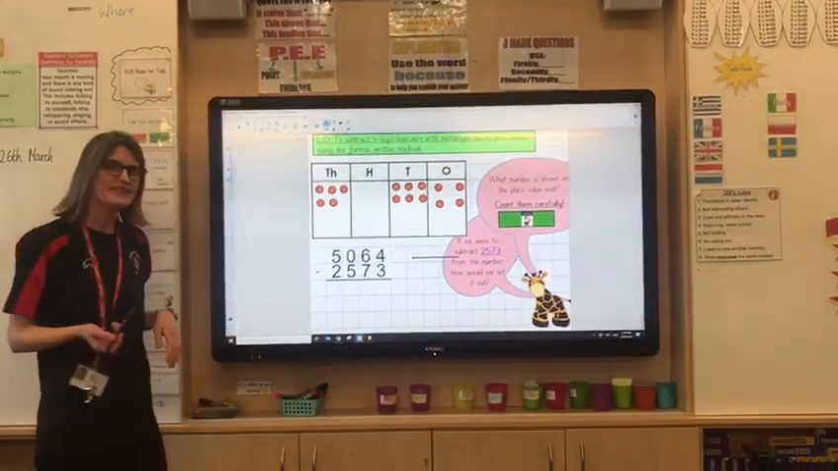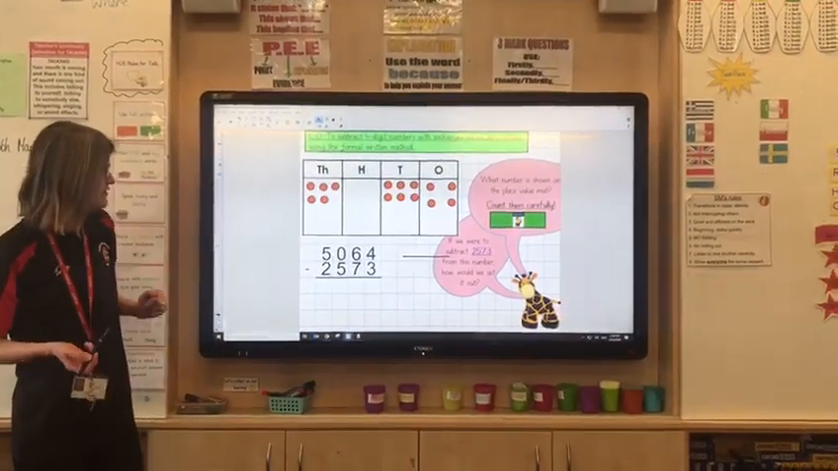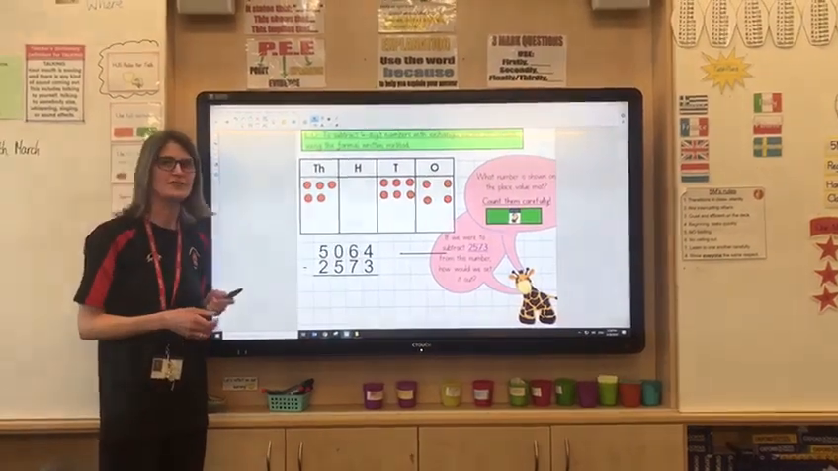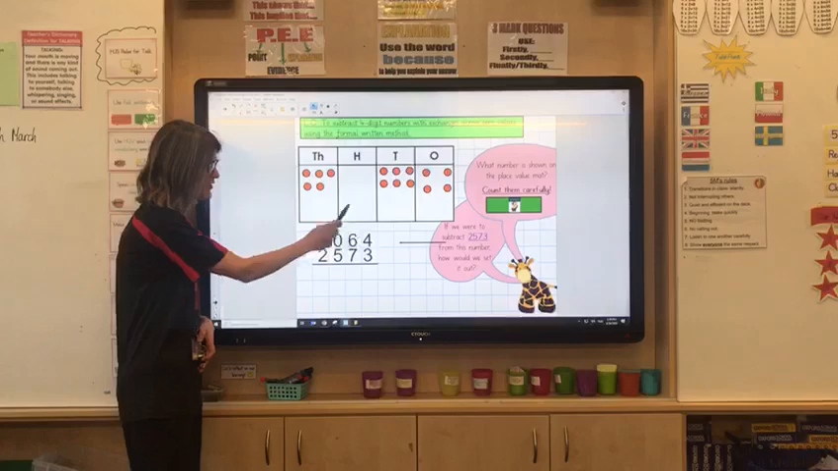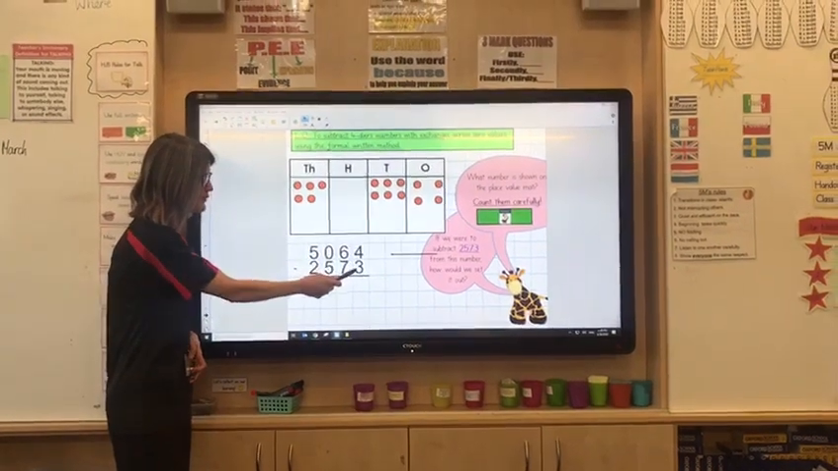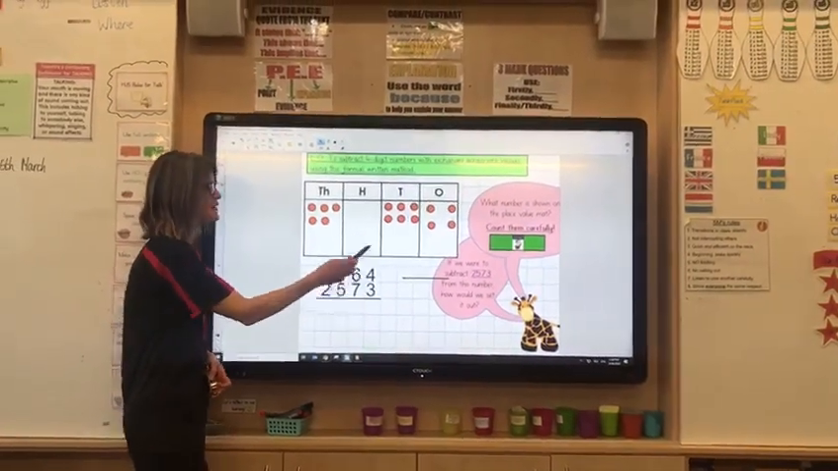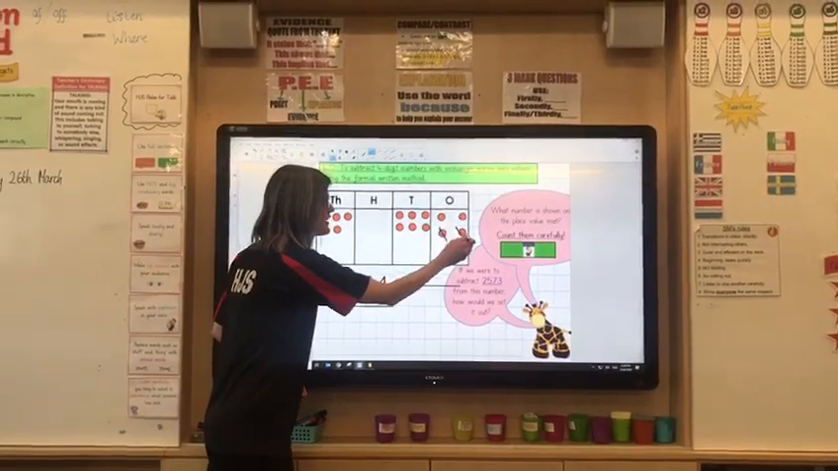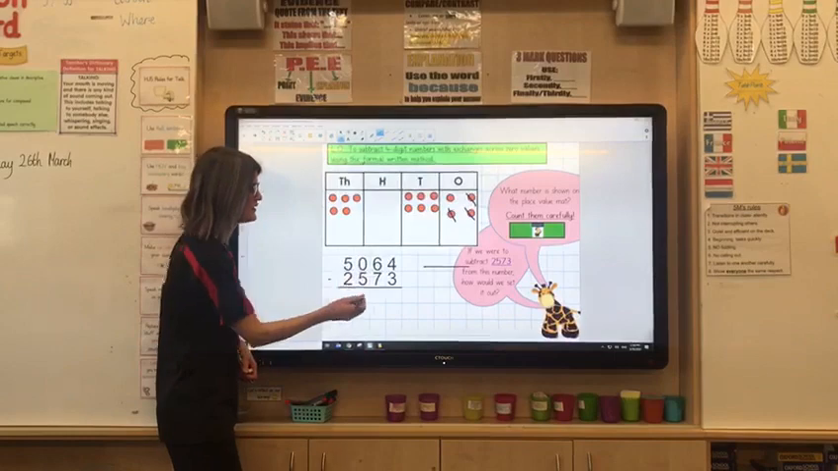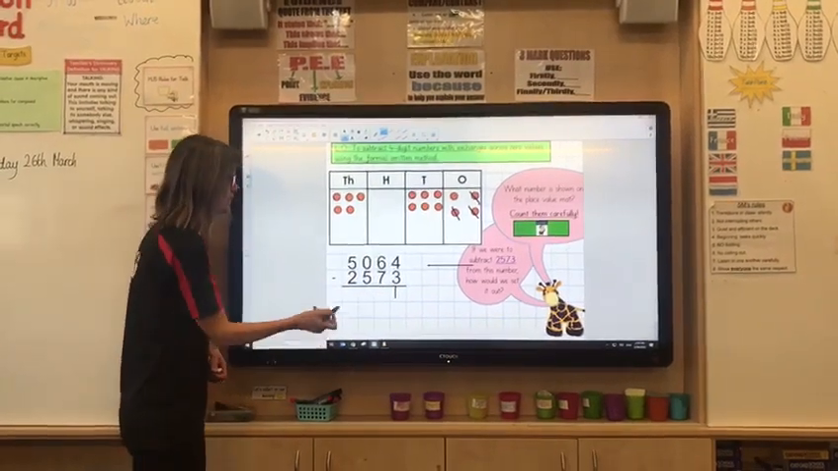If we were to represent this as a written calculation, it would look like this. Using the place value counters, we're going to have a look at what happens when we're actually subtracting. So I start with my ones, 3 ones away from 4 ones. This is quite easy to represent because I can literally just cross them off. I'm taking 3 ones away from my 4 ones and I've got 1 left over.